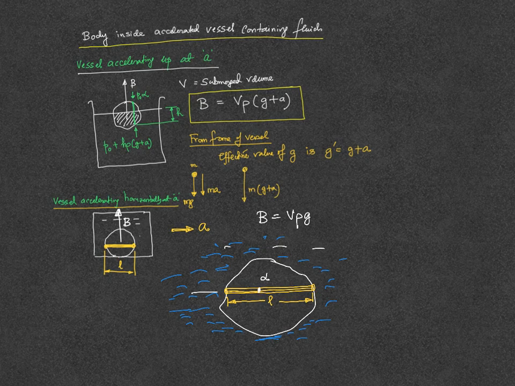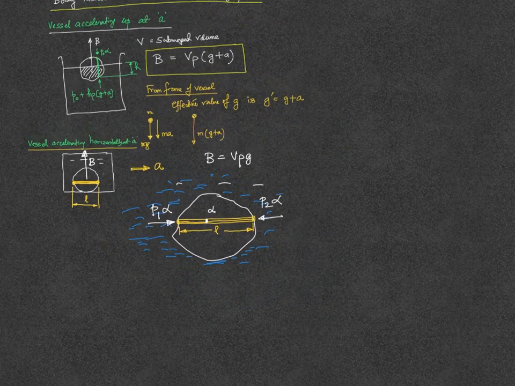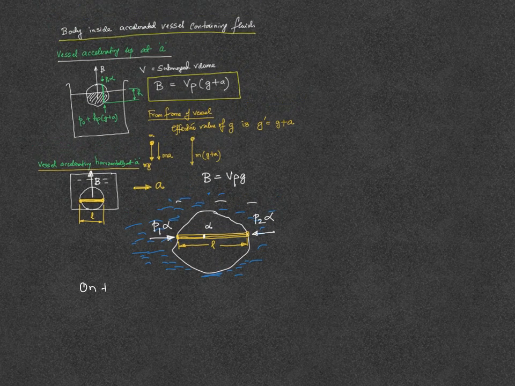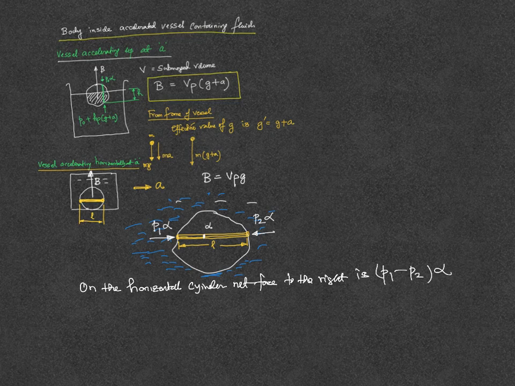Suppose the pressure from this side is P1, so the force is P1 alpha, and from the right side the force is P2 alpha. So on the horizontal cylinder, what is the net force? The net force, obviously to the right, is (P1 minus P2) times alpha. And this P1 minus P2, we have already derived, is L rho A. So it is L into alpha into rho A, where L into alpha is the volume of this horizontal cylinder.